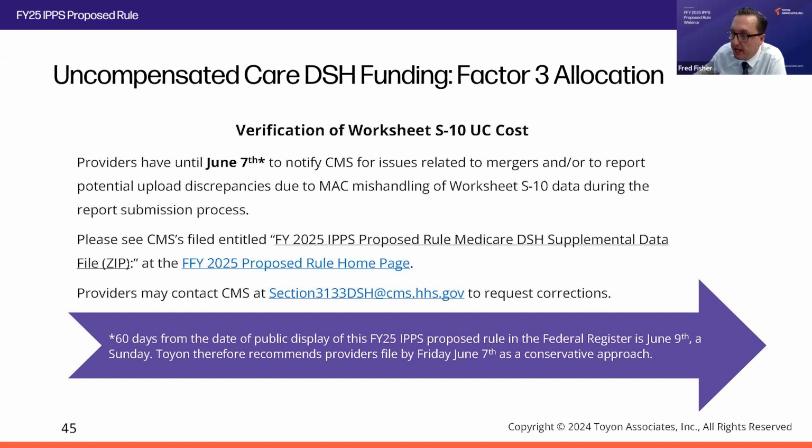We're saying you have until July 9th if you are looking at CMS's uncompensated care costs for your hospital and you see any mishandling of the data. The rule is 60 days from the display date, which is a Sunday. And so we're saying just get it in by that Friday to be conservative, if there's an issue where you don't agree with the numbers that are in the CMS table for your uncompensated care costs.